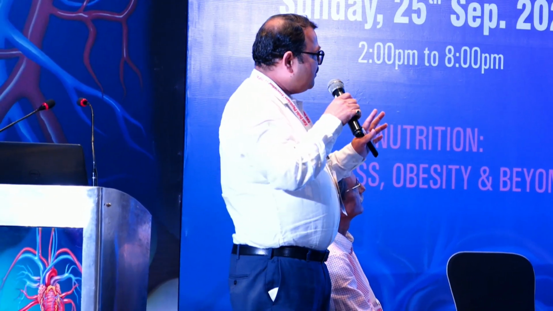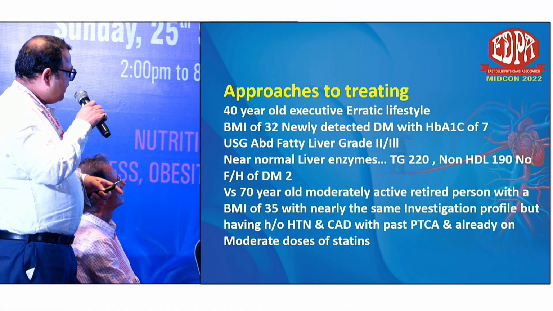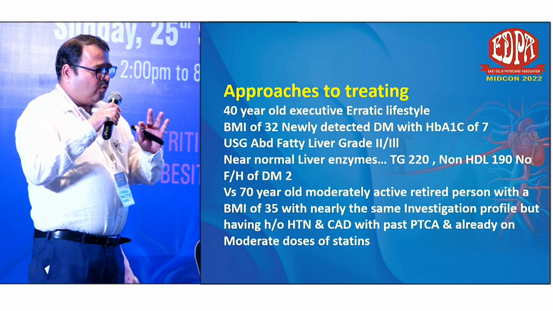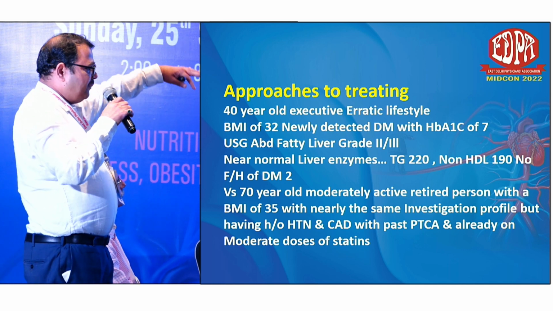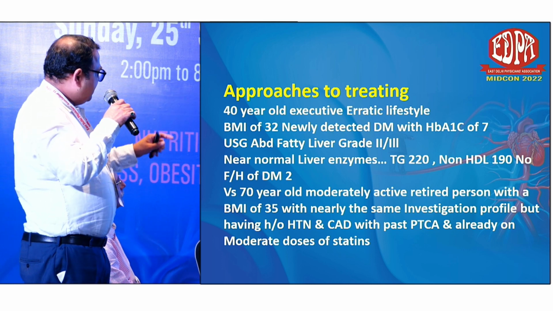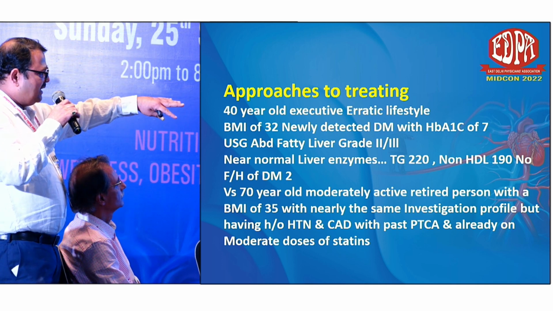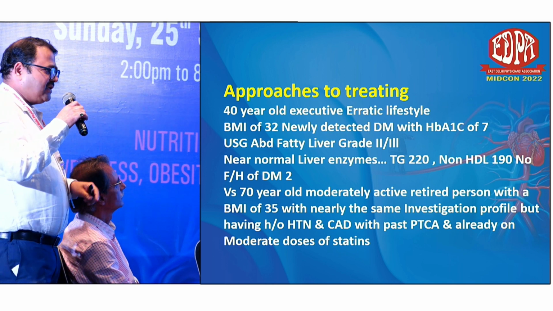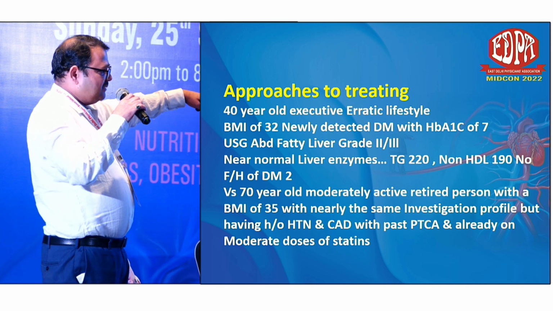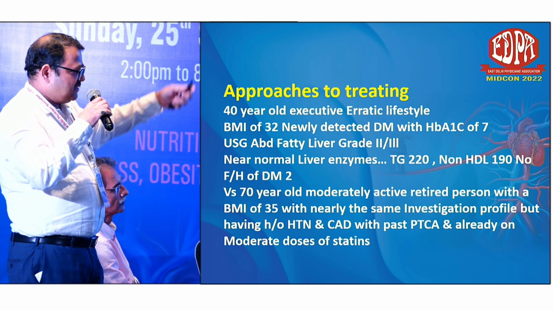He's newly diagnosed diabetes with HbA1c of 7. The ultrasound showed a fatty liver grade 2 to grade 3, having nearly normal liver enzymes, triglyceride 220, non-HDL 120, and no family history of diabetes. This is one patient versus a second patient who is a 70-year-old moderately active retired person with a BMI of 35 with nearly the same investigation profile, having a history of hypertension, CAD and past PTCA, and presently on a moderate dose of statins. These two profiles seem the same as per the investigations, but the age is different, the history is different. So sir, do we have any different approaches for treatment for such patients, sir?